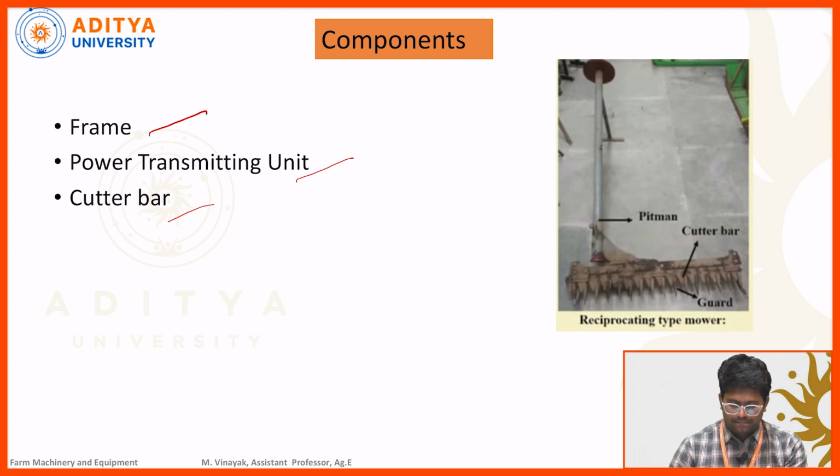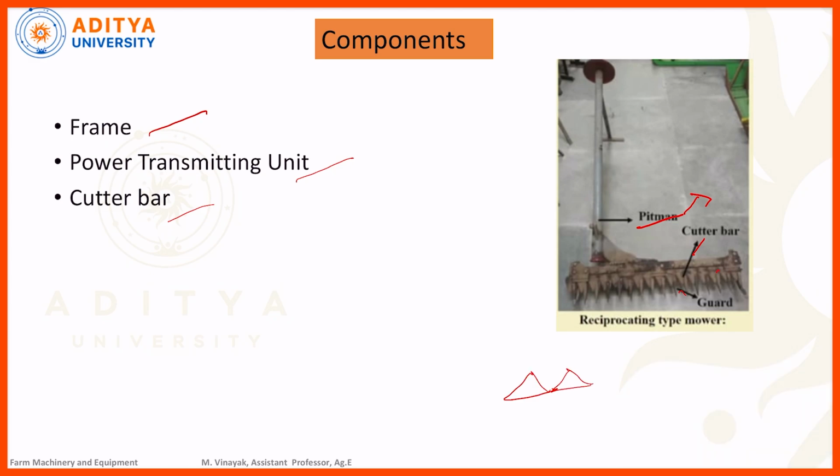This one is an animal-drawn mower. These are the guards, cutter bar, and pitman. The main function of the pitman is to receive the power from the ground wheel and transfer the power to the cutter bar. The cutter bar has two sections: the bottom one is fixed, and the top one is movable. Using a ball and socket joint, we connect the pitman to the cutter bar. These guards protect the knife section from uneven distribution of load.